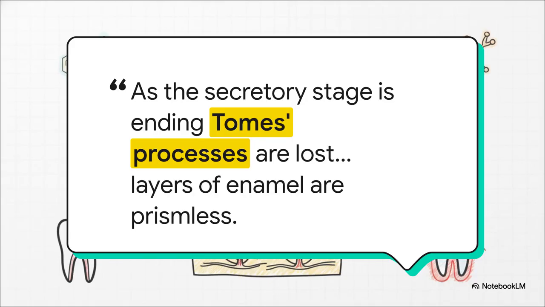Which brings us to a really fascinating quirk about how this stage starts and finishes. The very first and the very last layers of enamel that are secreted actually completely lack those distinct rods, meaning they're prismless. Why does that happen? Well, it's simply because the cell is working without that Tomes process nozzle during those 2 brief windows. The nozzle hasn't fully formed at the very beginning, and it's lost right as the stage wraps up, which leaves a smooth, prismless layer at the dentin boundary and at the very outer surface of the tooth.